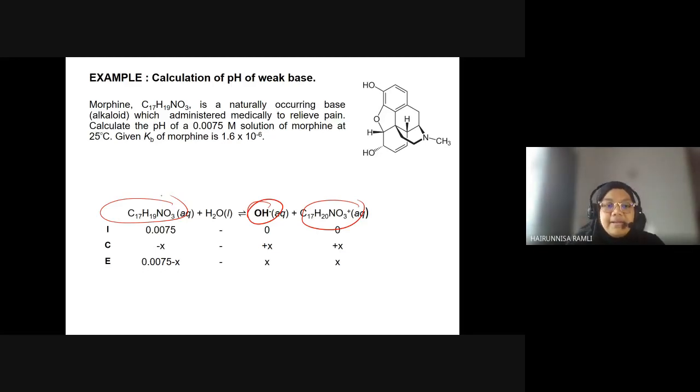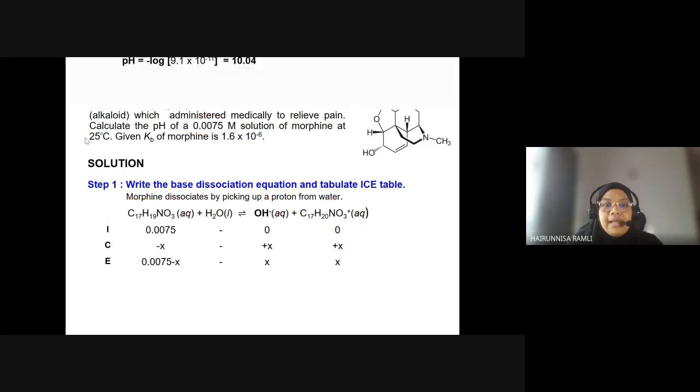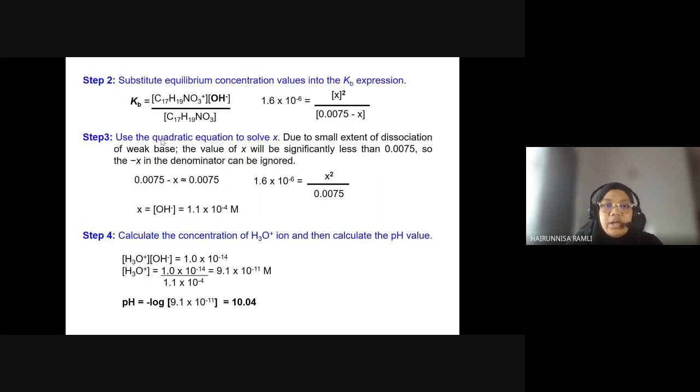Okay, then the rest I think you know. Just substitute back. So this is the initial concentration, C. You put it here. Okay, if you use the quadratic, use the ICE table. Again, this one is the same. Even if you use the ICE table here, we try to ignore the value of negative X to simplify the calculation. Okay, so you will get the value of X. And remember, the X value now is the OH minus.